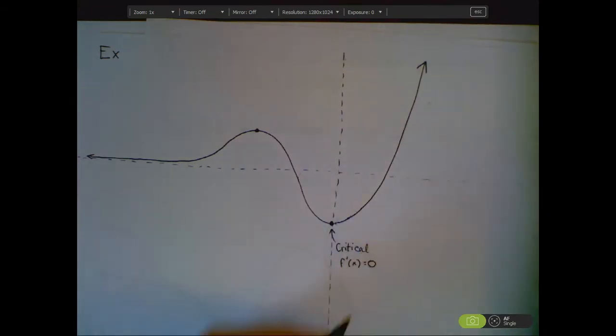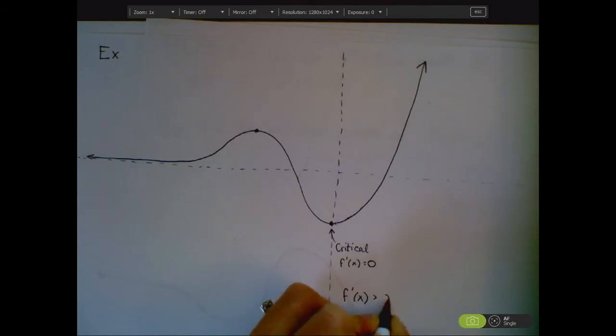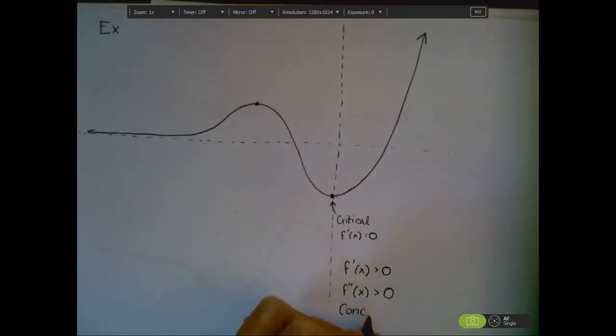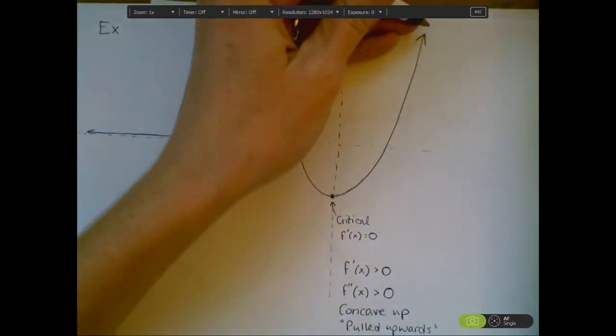So for this portion of the graph, I can say that my derivative is greater than 0, and I have a positive second derivative as well, meaning I'm concave up. You can't quite see that. There we go. Concave up, and I'm being pulled upwards. That's why I know it's concave up, because I feel like I'm being pulled upwards.